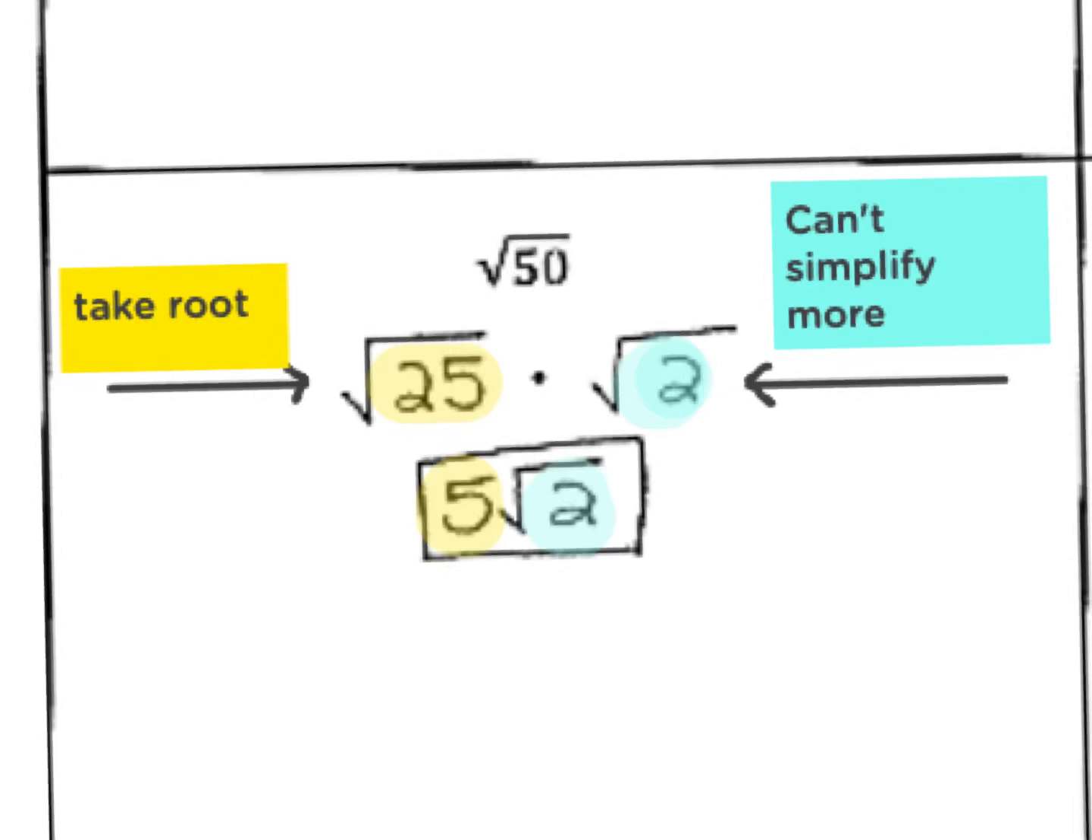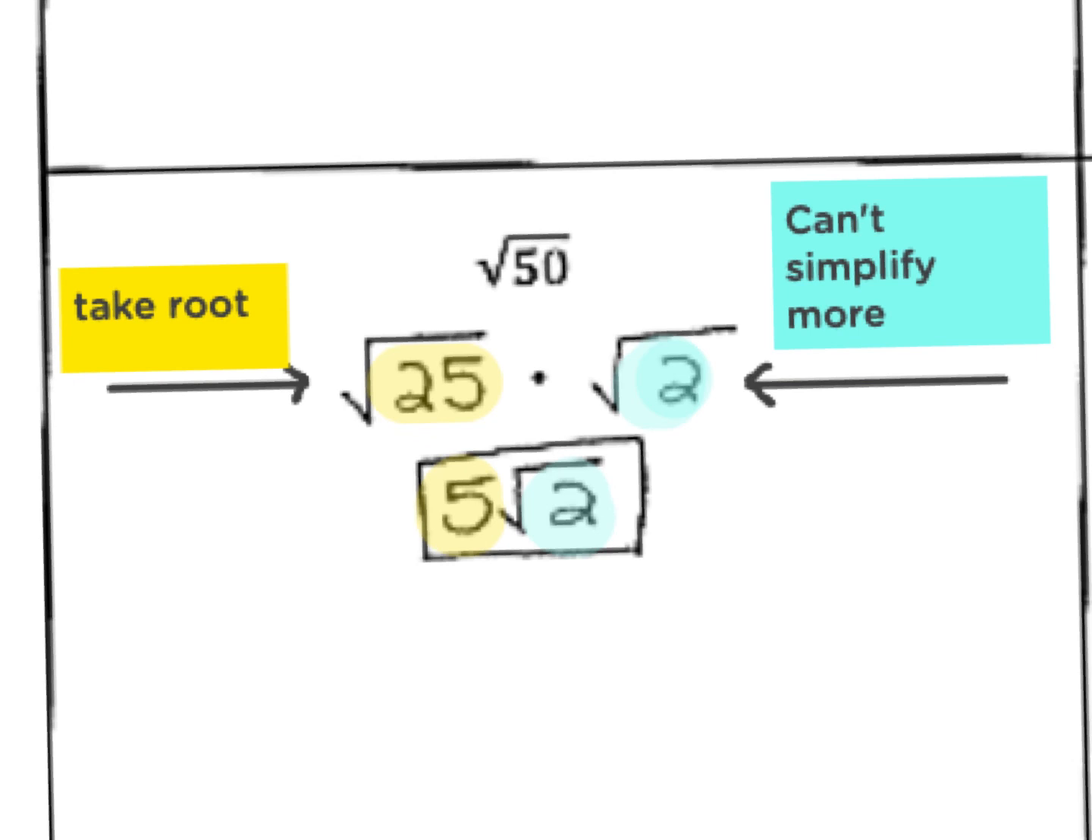Very much related to simplifying a fraction. And the only time you need to simplify a square root is in a case like this. There isn't a number times itself that will give you 50. So 50 is not a perfect square.